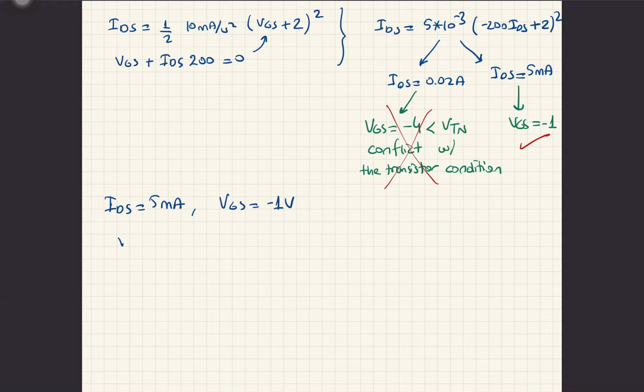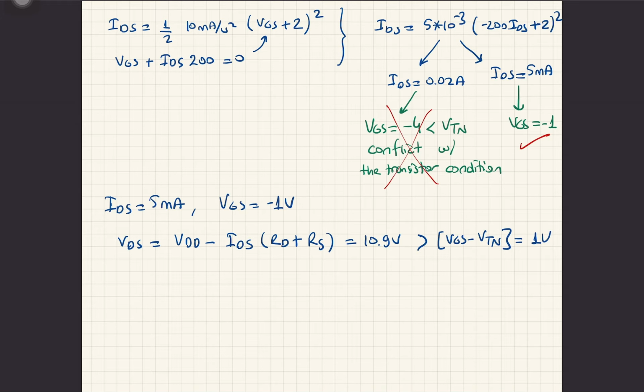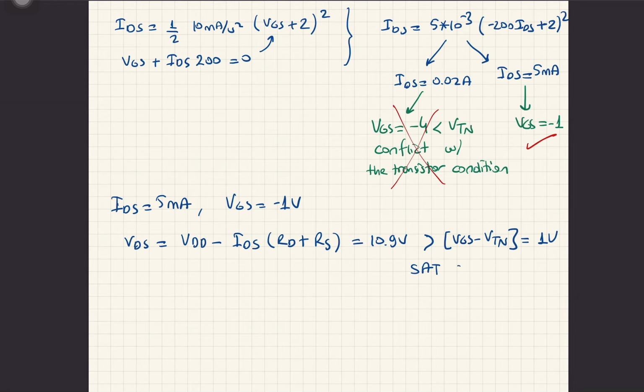Now I need to find VDS. From the schematic, you can write it as VDD minus IDS times (RD plus RS). In that case, you will find VDS as 10.9 volts, which is definitely larger than VGS minus VTN, which is 1 volt. So the saturation assumption is verified.